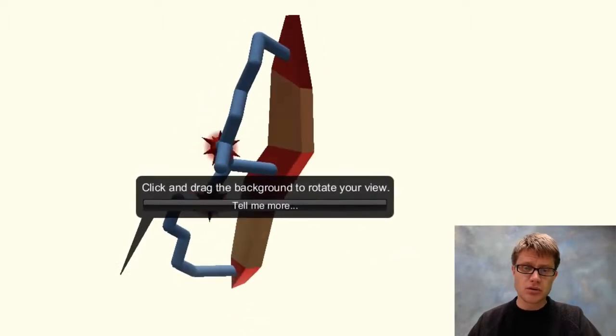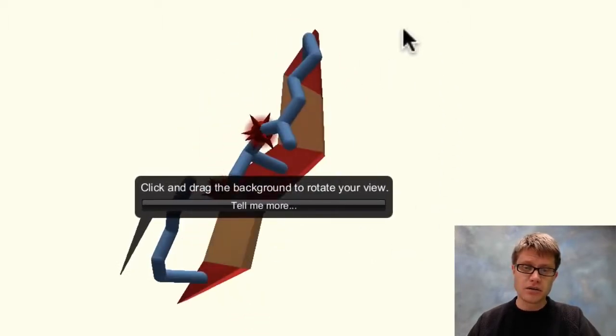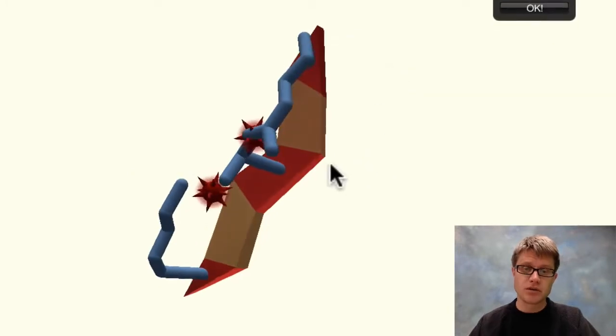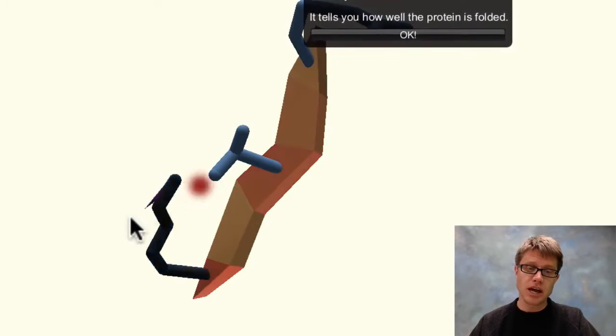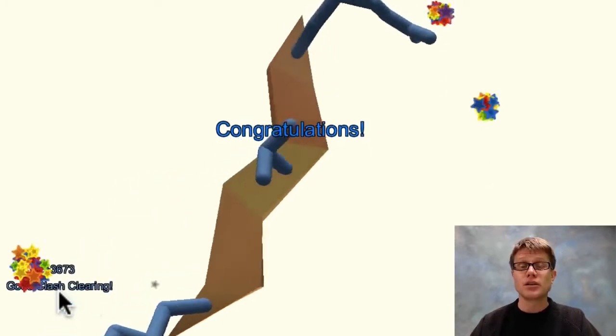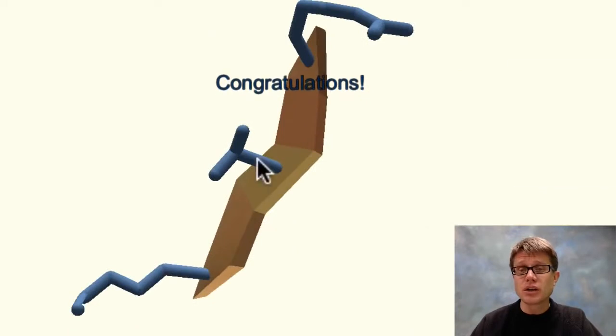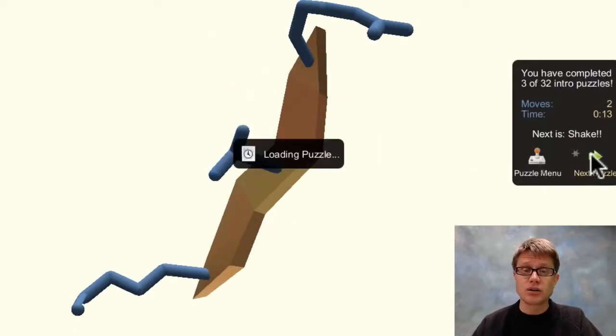Let me quickly turn this one around. You can see here that we have a couple of, let me get the help out of the way. You have a couple of different amino acids, and then there are groups. I can pull those apart, and they're going to be a little bit happier. And then I can clear the level. And so what are you really doing as I play this game? Basically what you're doing is learning the rules of protein folding.